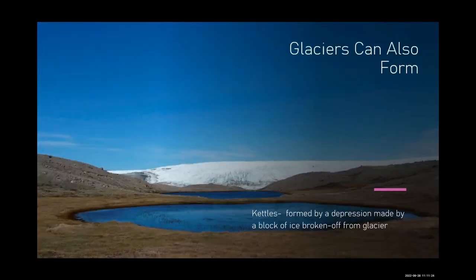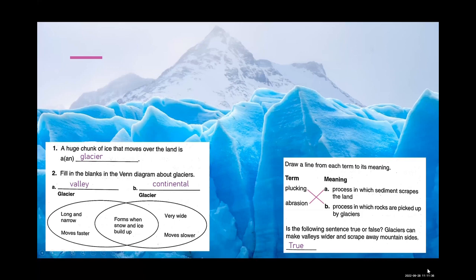Kettles are formed by depressions made by a block of ice that fell off of the glacier, and they tend to be in more level terrain as opposed to the glacial lakes, which tend to be up in mountainous areas. So a huge chunk of ice that moves over land is a glacier, and you can have valley and continental glaciers. Glaciers pluck rocks that they pick up as they go, and they can abrade the surfaces below with sediment that scrape the land that has been plucked. And then it is true that glaciers make valleys wider and scrape away the sides of a mountain.